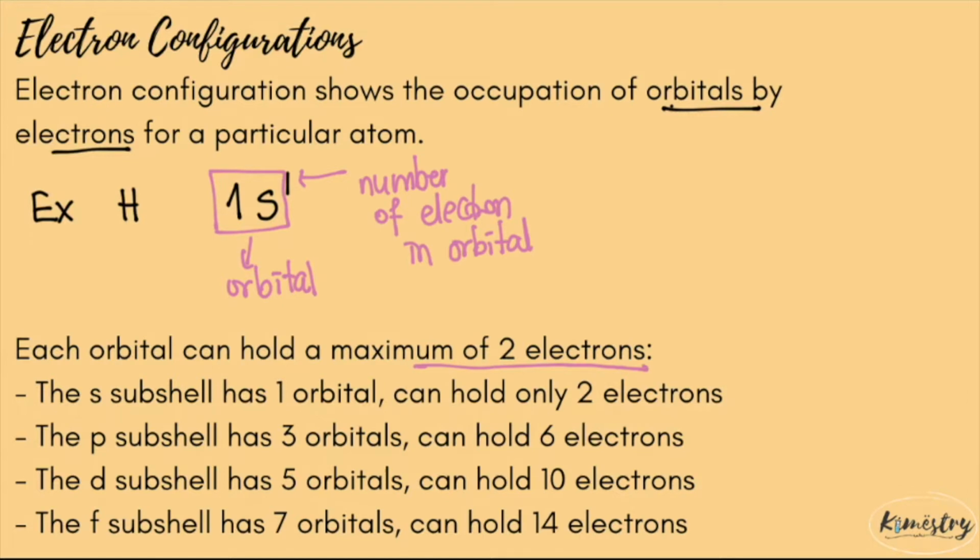So we have SPDF subshells. The S subshell has only one orbital, which means it can only hold 2 electrons. The P subshell has 3 orbitals, which means it can hold 6 electrons. The D subshell has 5 orbitals, which means 2 times 5, it can hold 10 electrons. And then the F subshell has 7 orbitals and can hold 14 electrons.